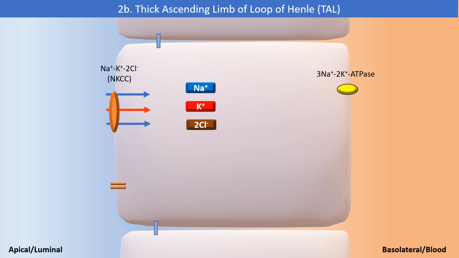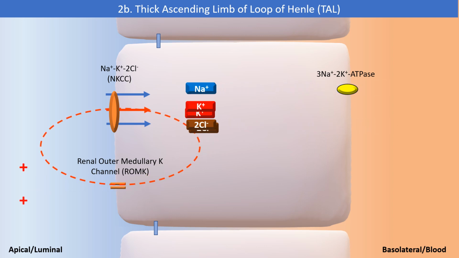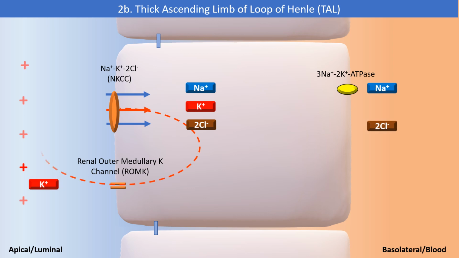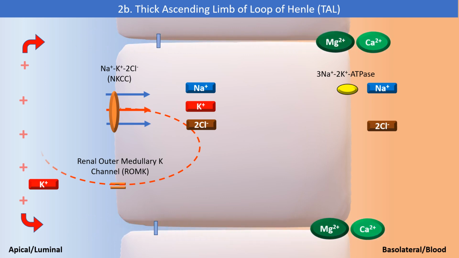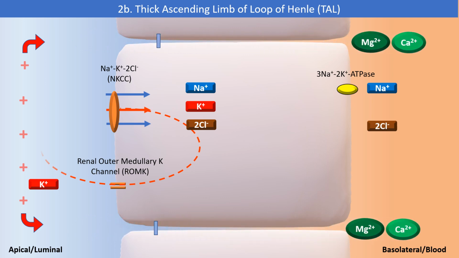Once inside the cell, sodium and chloride get reabsorbed back into circulation, while potassium recycles back out into the lumen via the renal outer medullary potassium channel, ROMK. Recycling of the positively charged potassium into the lumen makes the lumen positively charged. This positively charged lumen repels the positively charged calcium and magnesium from the lumen across the paracellular pathway where they are reabsorbed back into circulation. Optimal calcium and magnesium reabsorption is dependent on the positive luminal charge driven by potassium recycling.